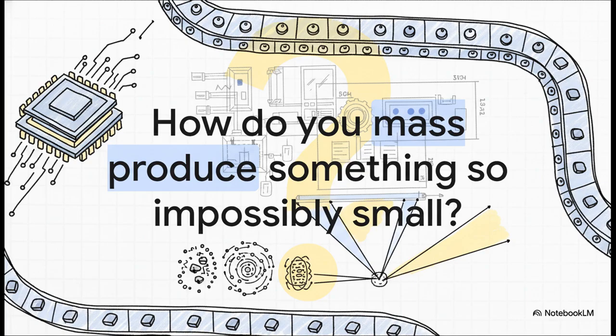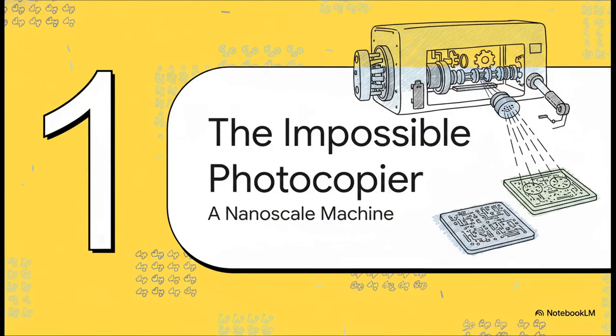How do you mass-produce components so small they are literally invisible to the naked eye and do it for millions and millions of devices all over the world? Well, the answer is a machine called an EUV photolithography tool. Now I know, that is a mouthful. So let's just think of it this way. It's basically a photocopier, but for the nanoscale.